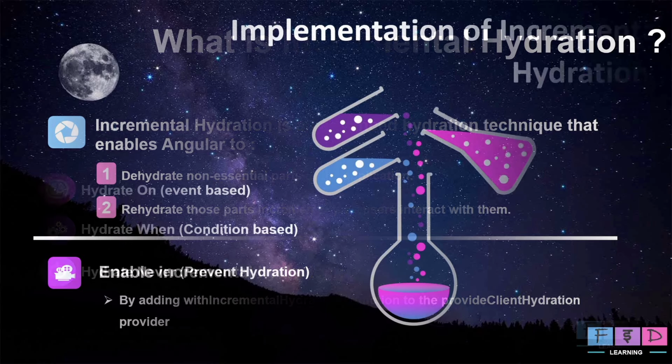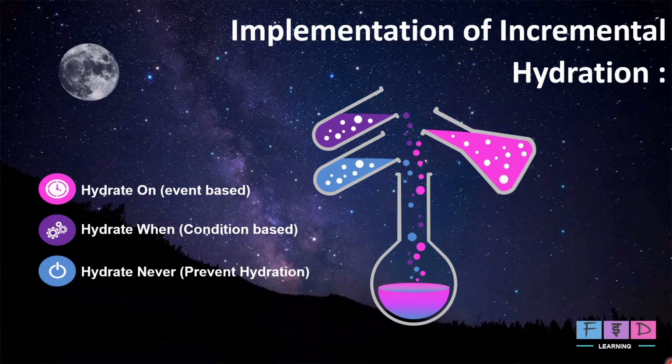And next, let's understand how to implement incremental hydration in our Angular application. Deferrable views or defer blocks are the building blocks of incremental hydration in Angular, and they define when to hydrate content using conditions like hydrate on, hydrate when, and hydrate never. So there are three types of hydrate triggers.